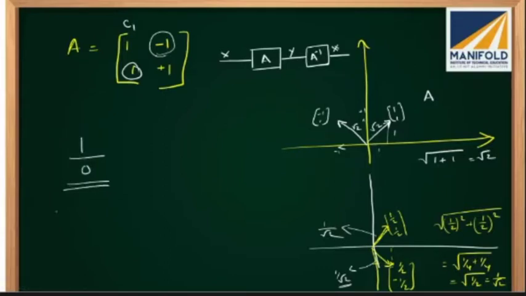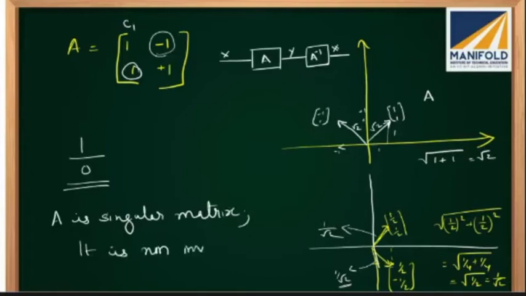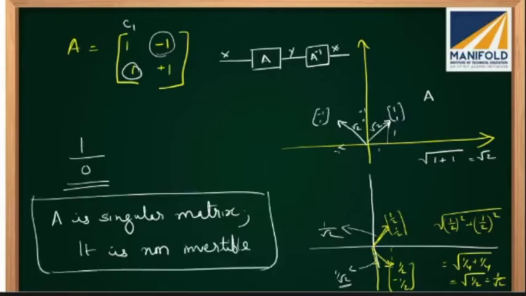So if A is a singular matrix, it implies it is non-invertible. If A is a singular matrix, it is non-invertible. That is a very important point. You should note it down. A singular matrix is non-invertible. I'll give an example of a singular matrix.